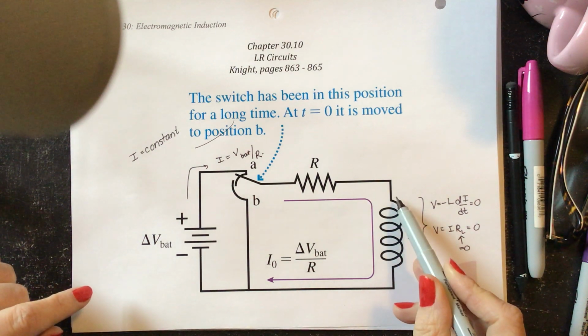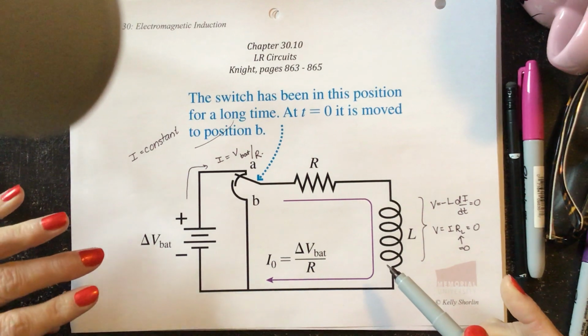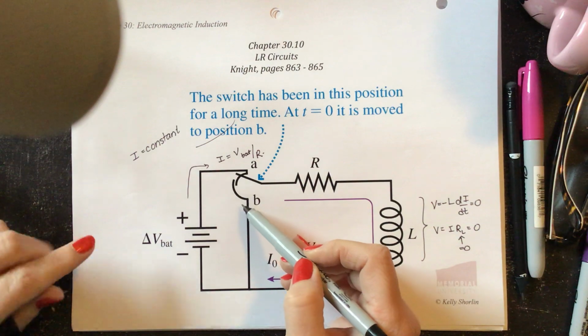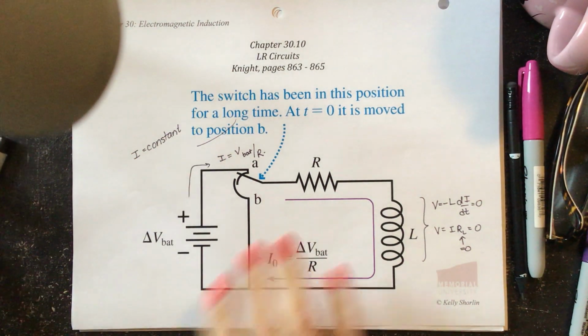It acts like a short circuit. You could just as well take it out and replace it by a piece of wire. We'll talk more about that in a bit. Okay, so what if we then take our switch and flip it to B? What happens then? So I've got a new picture.